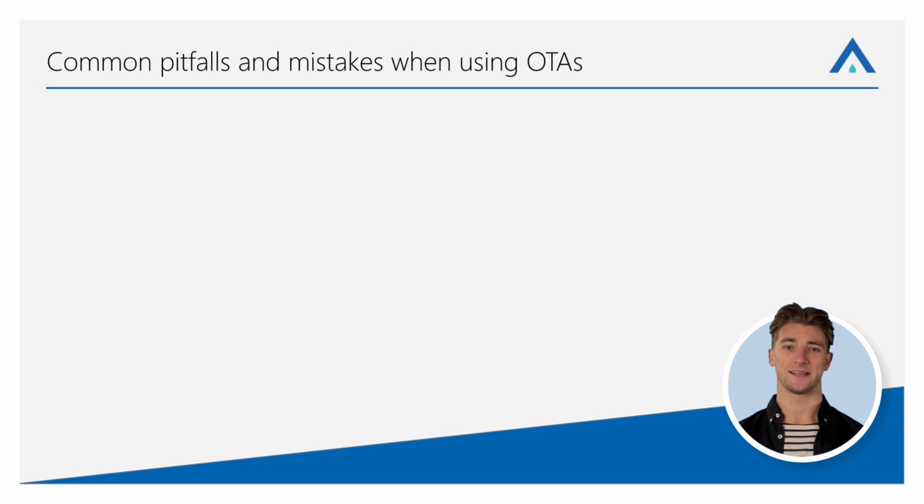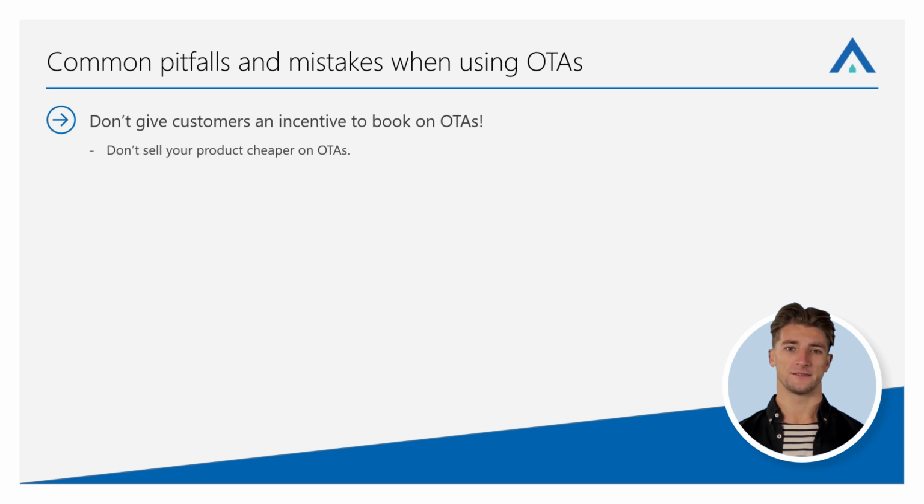The biggest mistake is to give your customers the incentive to book on these websites. The incentive should be to book direct. So what are these incentives? Firstly, don't sell your product cheaper on OTAs. Often customers are savvy and will do a separate Google search to see if they can book the same accommodation cheaper elsewhere, or with better terms. Charging less on an OTA will inevitably drive direct bookings away. This leaves you paying commission and receiving less income overall.